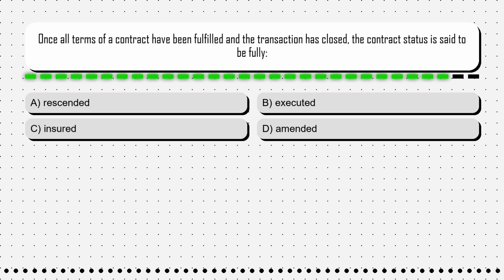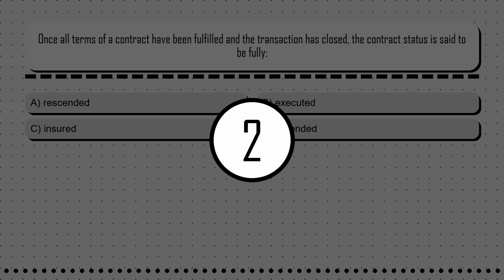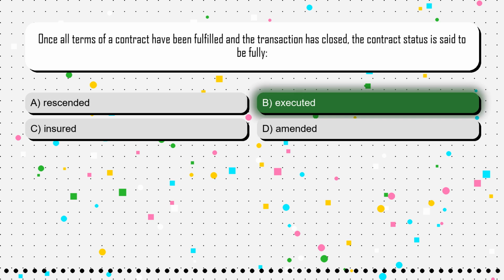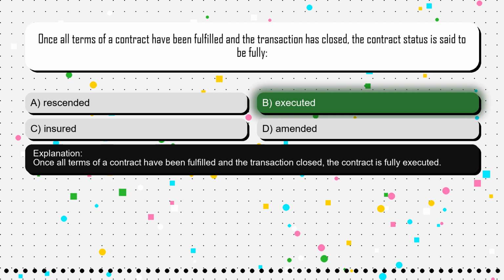Question 67. Once all terms of a contract have been fulfilled and the transaction has closed, the contract status is said to be fully. Option A, rescinded. Option B, executed. Option C, insured. Option D, amended. The correct answer is option B, executed. Once all terms of a contract have been fulfilled and the transaction closed, the contract is fully executed.